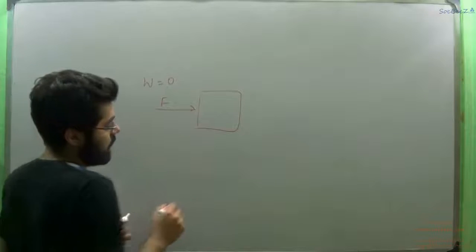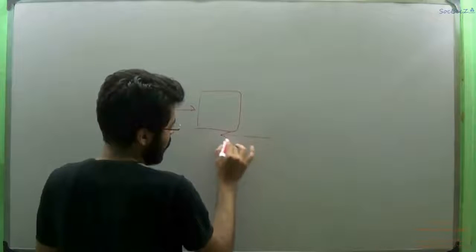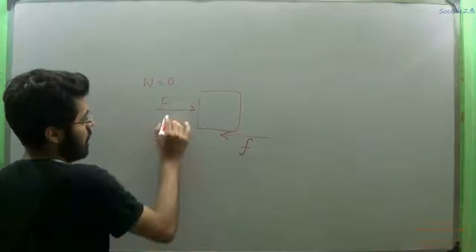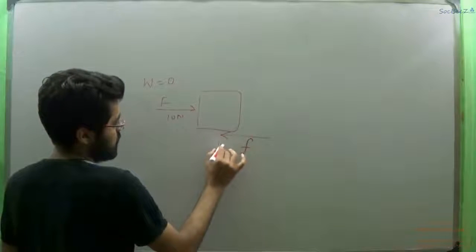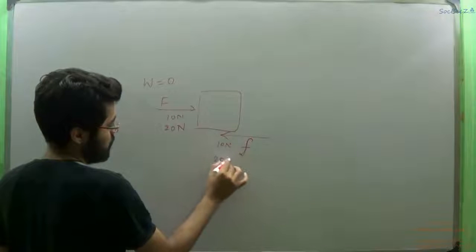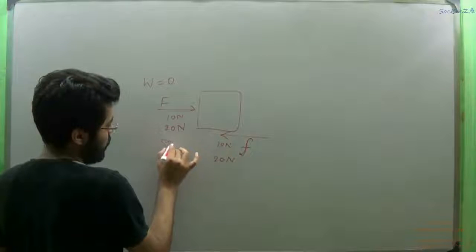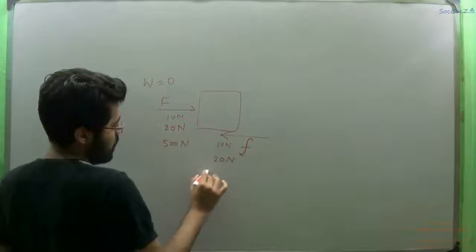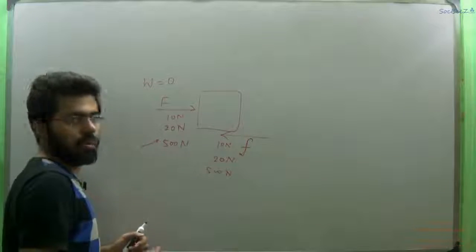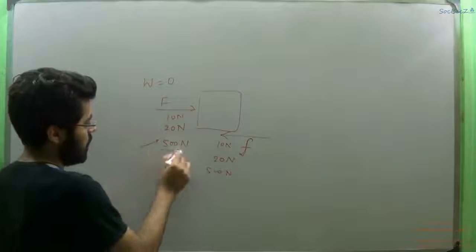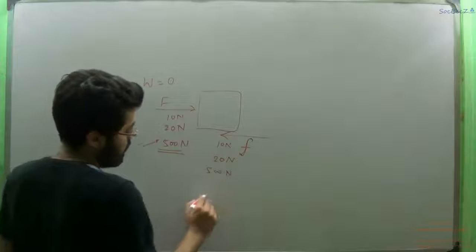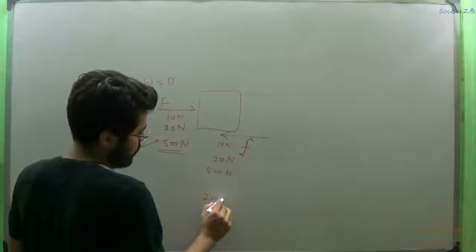So at every instant of time, there is a friction force. Always keep in mind this friction force. You apply a force of 10 Newton, friction applies 10 Newton. We move up to 20 Newton, friction moves up to 20 Newton. Say we move up to 500 Newton, friction also moves to 500 Newton. But this is our maximum limit. I cannot apply force beyond 500 Newton, but friction can apply, say, 2000 Newton.